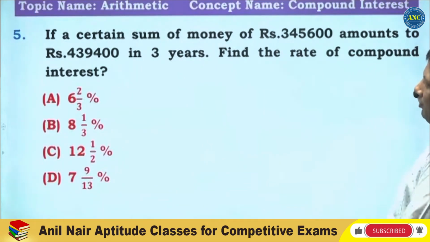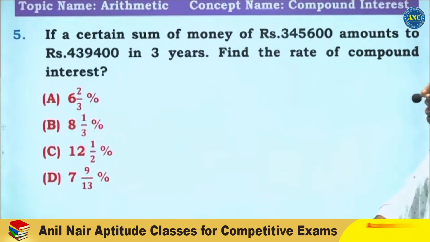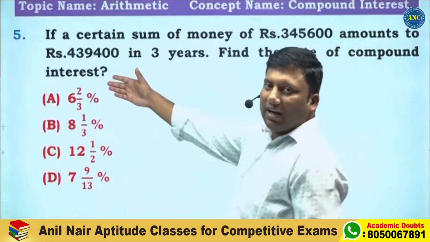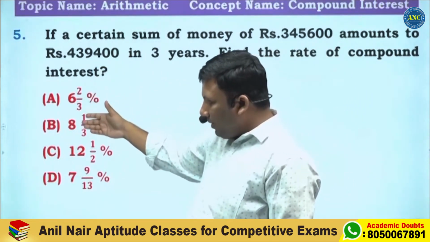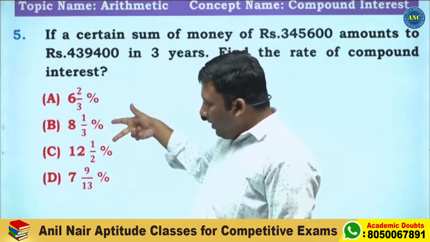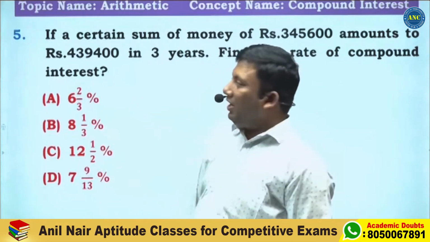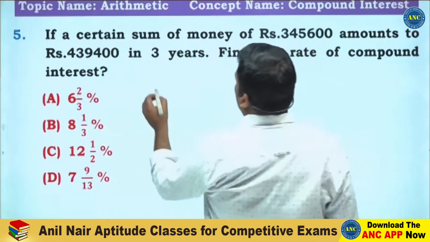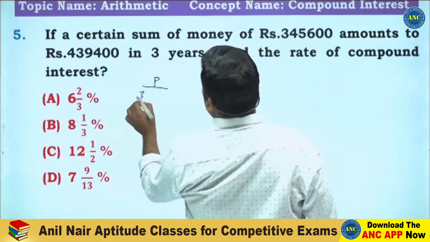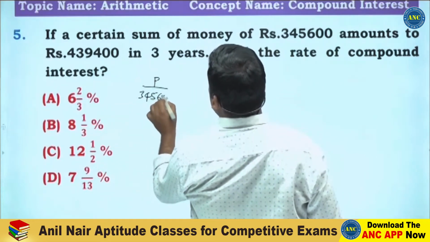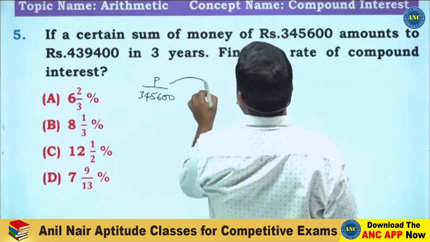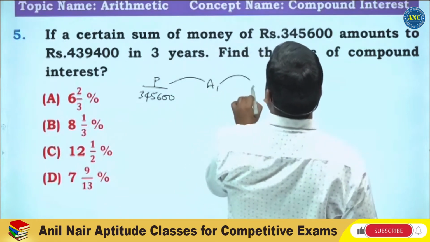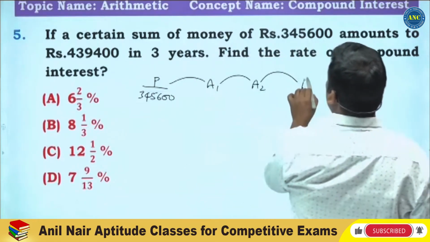Next one. Now, if you see here, again the options are a little far apart: 6 2 by 3, 8 1 by 3, 12 1 by 2. Only B and D are very, very close to each other. Let us see. Initial amount is 345,600. Final amount after 3 years. Amount 1, amount 2, amount 3.